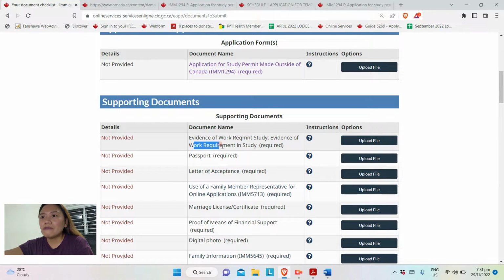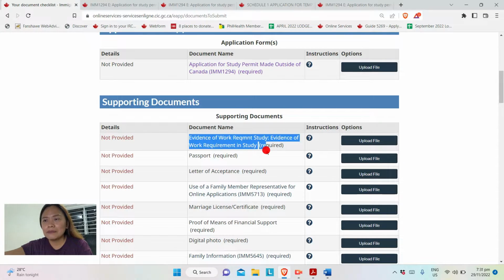here, evidence of work requirement in study. Okay, it's required. Like I mentioned, if your program has a co-op or internship, then it will be stated in your letter of acceptance. Usually in the letter of acceptance, there will be a question like, is work required in the program, yes or no? Then if the answer there is yes, then obviously you have a co-op, and then you just have to upload that part of the LOA on this tab.